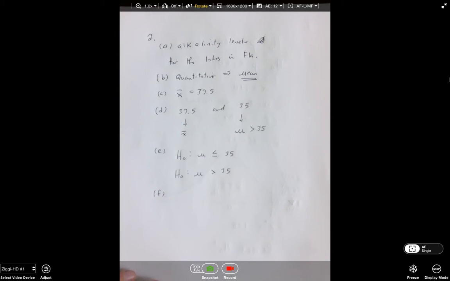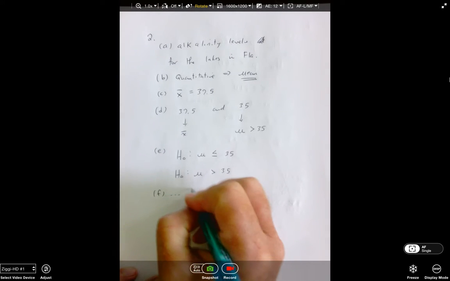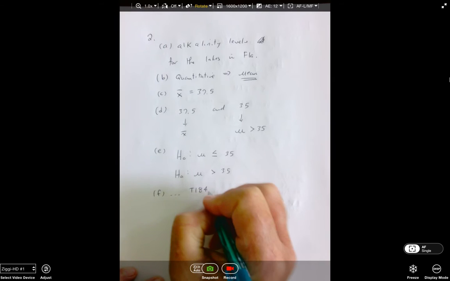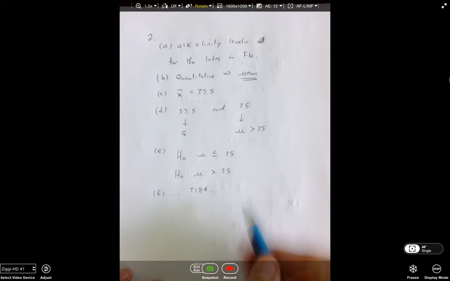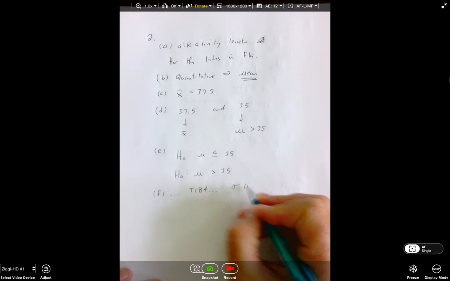Calculate the test statistic and p-value. Guys, anytime I can use my calculator to take this kind of test, I'm going to do so. Now, we know from reading the problem that sigma is not given.